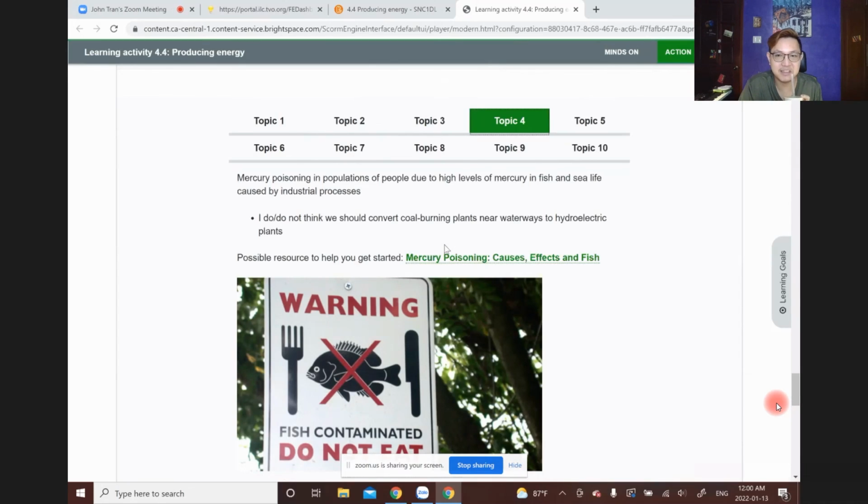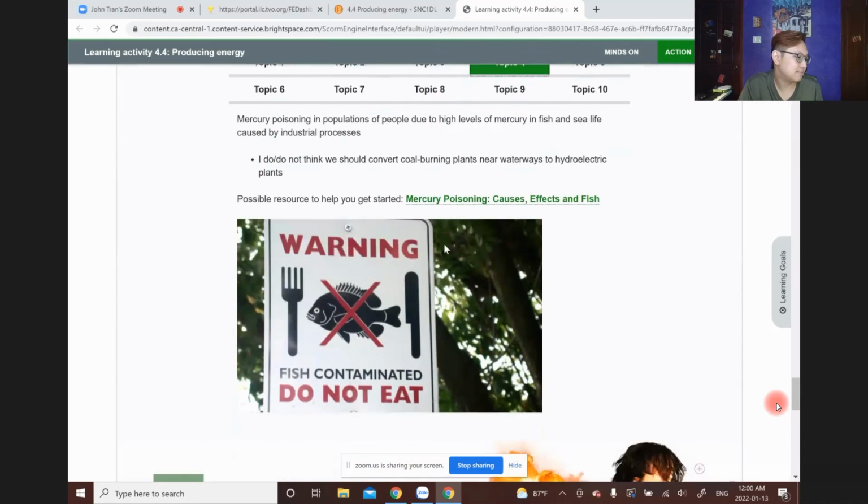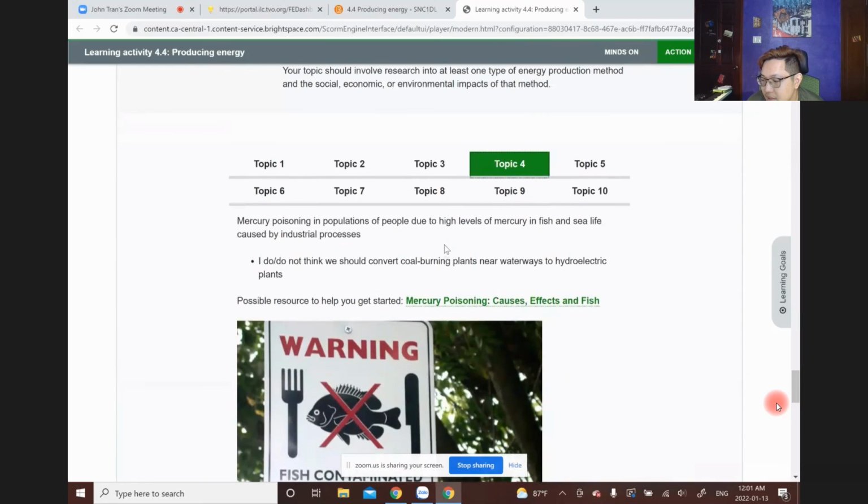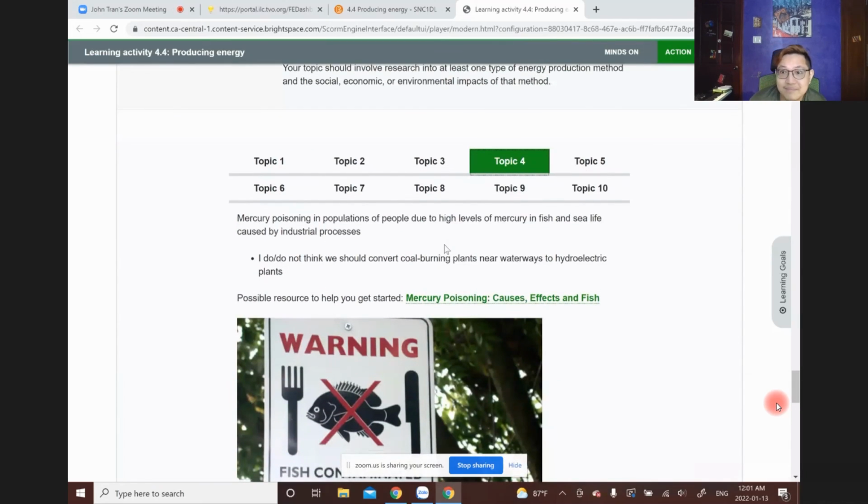Warning, fish contaminated, do not eat, because basically these fish are poisoned. They are contaminated with heavy metals from human activity, especially mercury poisoning by industrial processes. Industrial processes use a lot of toxic things, and then the wastewater, of course, is released to the environment, and of course the fish eat it, and then we eat them. It's terrible.